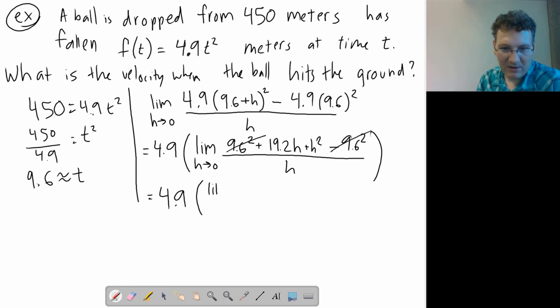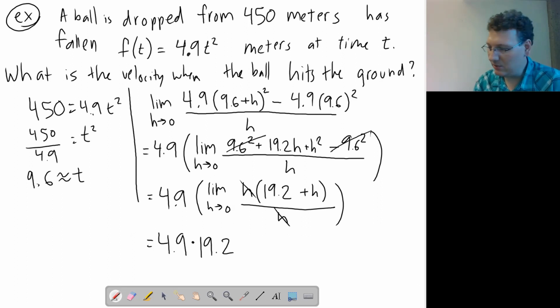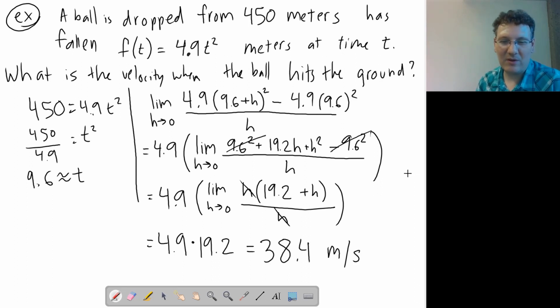So we have the limit as h goes to 0 of, I'm going to take the h out like I did before, 19.2 plus h all over h. And again, we can cancel the h's. And when h goes to 0, this is going to become 4.9 times 19.2. So it becomes 38.4 meters per second at the time of impact. That's the final velocity of this dropped ball.